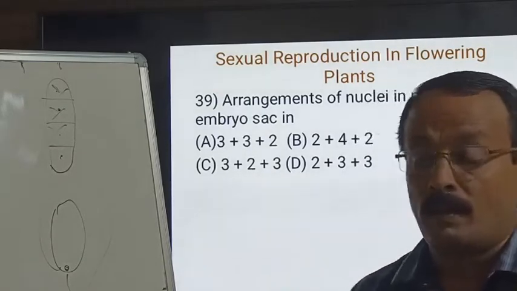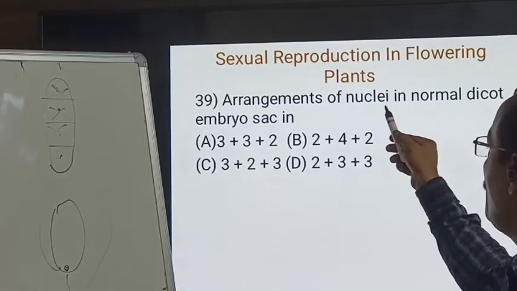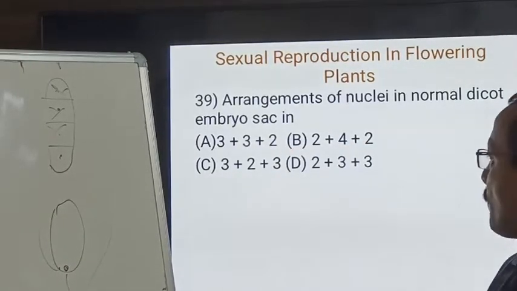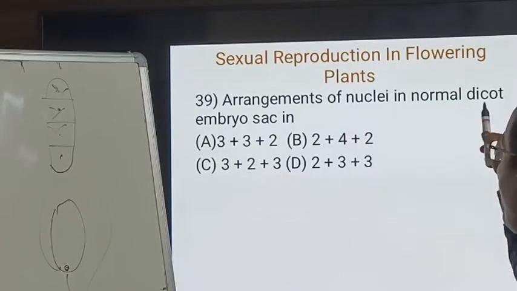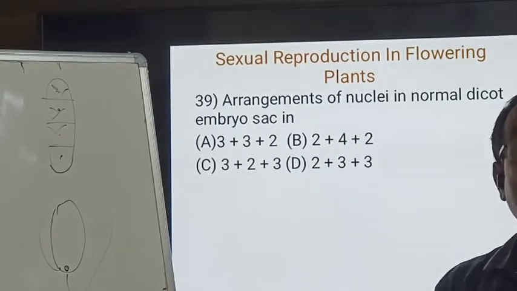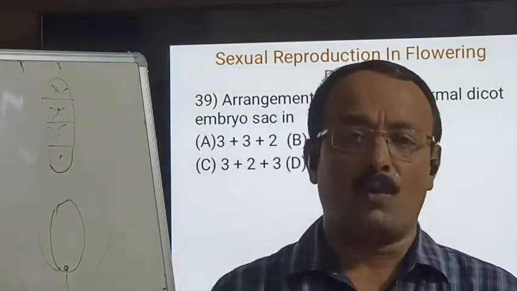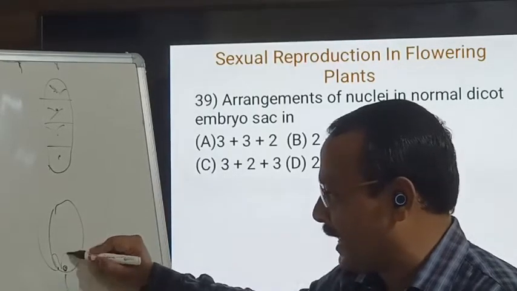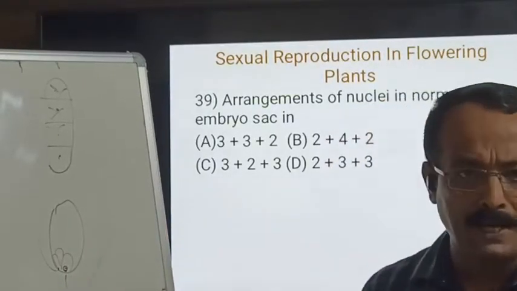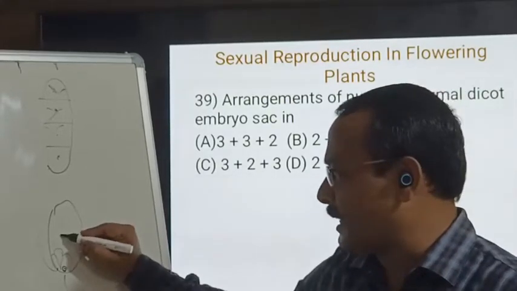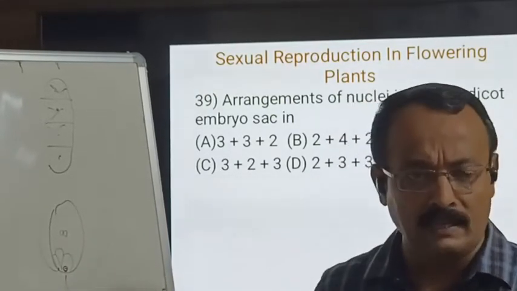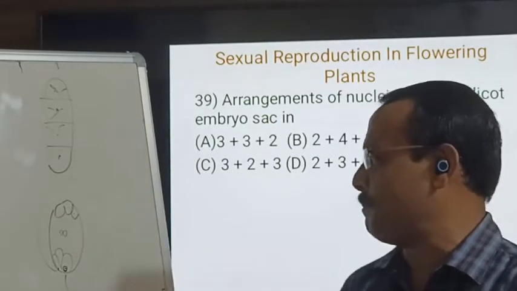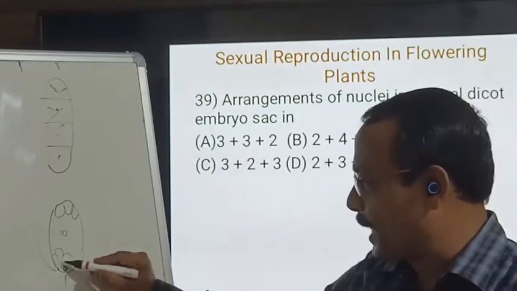Next one. The arrangement of the nuclei in a normal dicot embryo sac is seen. So the embryo sac is a 7-celled 8-nucleate structure. Towards the micropylar end there are 2 synergids and 1 egg, which we call the egg apparatus. In the center there are 2 polar nuclei inside the central cell, and towards the chalazal end there are 3 cells which are called antipodals. So 3 plus 2 plus 3.